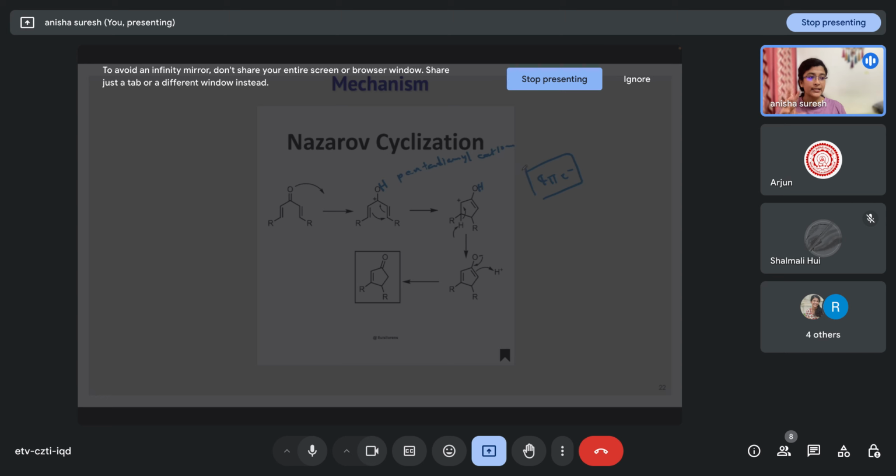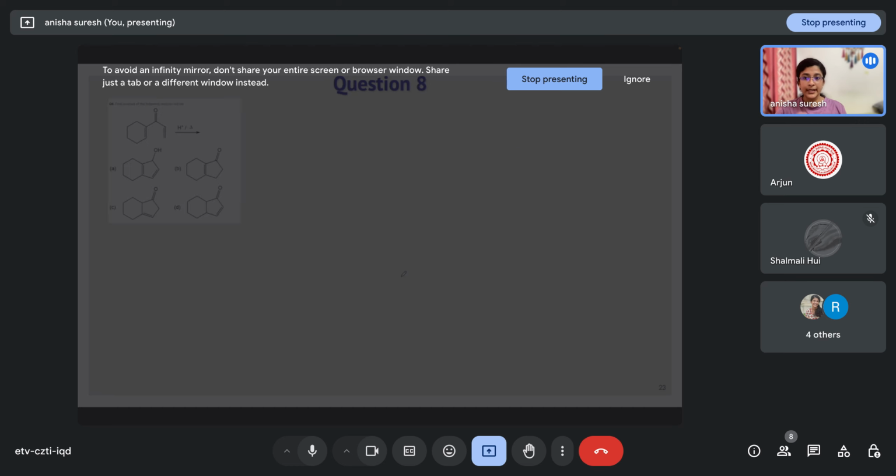So when we consider 4 pi electron cyclization, depending upon the condition, either it is thermal or photochemical, we can decide the mode of rotation. So then it will undergo a pericyclic reaction leading to formation of this intermediate. Then upon deprotonation, it will result in the formation of this system, and here keto-enol tautomerism can take place, giving the final product.